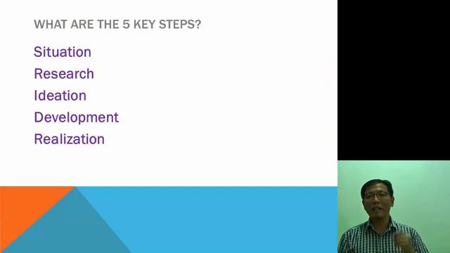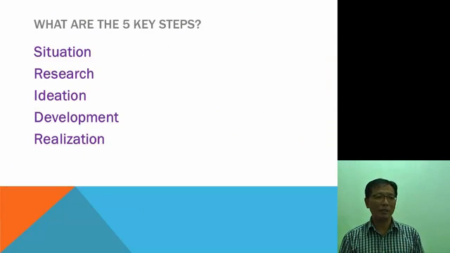So what are the 5 key steps? Number 1, situation. 2, research. 3, ideation. 4, development. And 5, realization. So these are the 5 key steps that will ensure success in your D&T project.